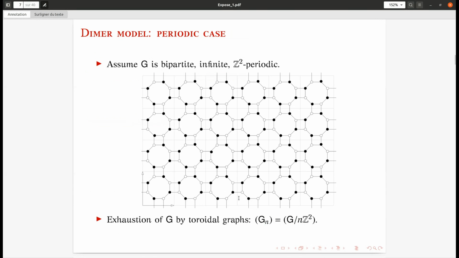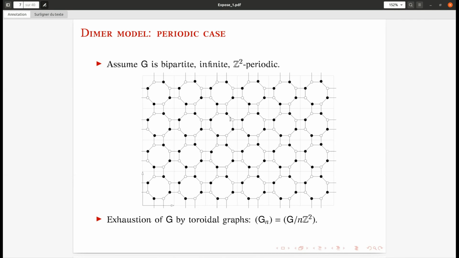So now, yeah, we will look more in detail at the periodic case. Okay, so we assume that our graph is bipartite, infinite, and Z^2 periodic. This means that you have a lattice Z^2 acting invariantly on your graph. The period here is quite small, but you can imagine it can be as big as you wish, but it has to be finite.